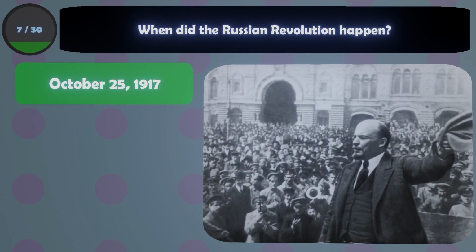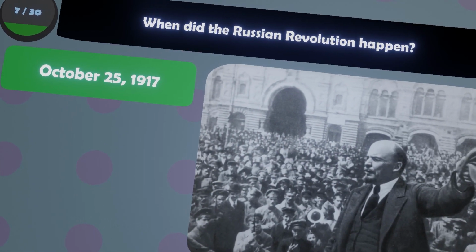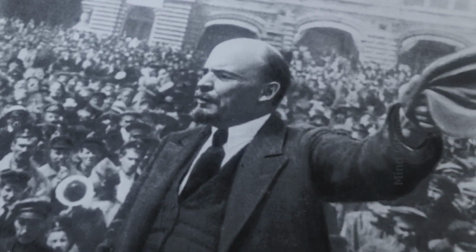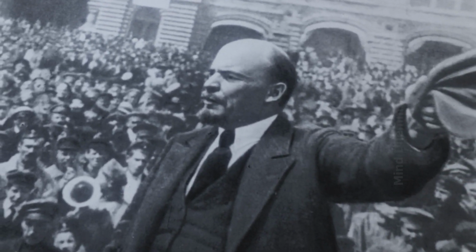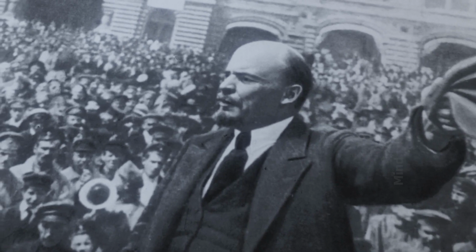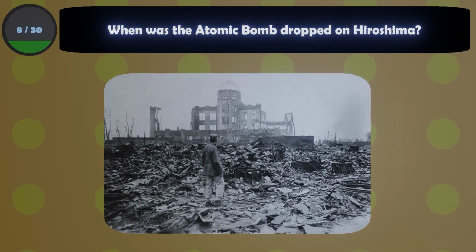This period saw Russia abolish its monarchy and adopt a socialist form of government following two revolutions and a bloody civil war. When was the atomic bomb dropped on Hiroshima?